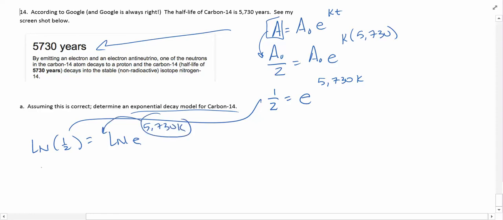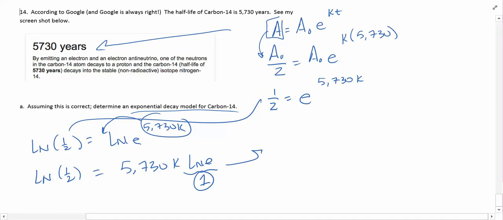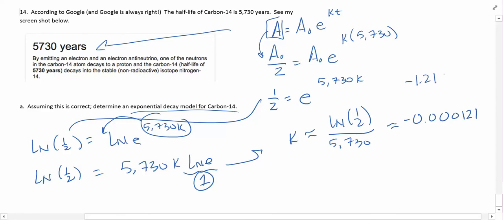Well, this part can now go down in front. That's the power rule. So we have natural log of 1/2 is equal to 5,730k times the natural log of e. But we all know the natural log of e is just the number 1. So going over here now, we have that k is approximately equal to the natural log of 1/2 divided by 5,730. When you plug this into your calculator, you get approximately negative 0.000121. You might get negative 1.21 times 10 to the negative 4, and that translates to that in your calculator. That's a very, very, very small number.